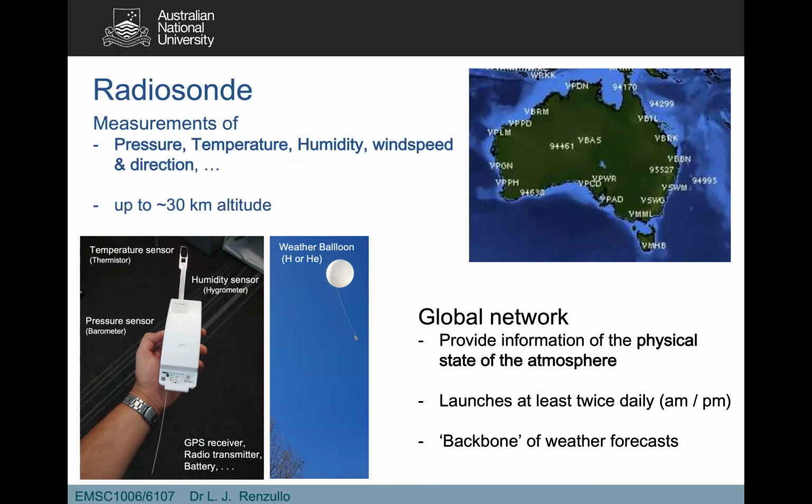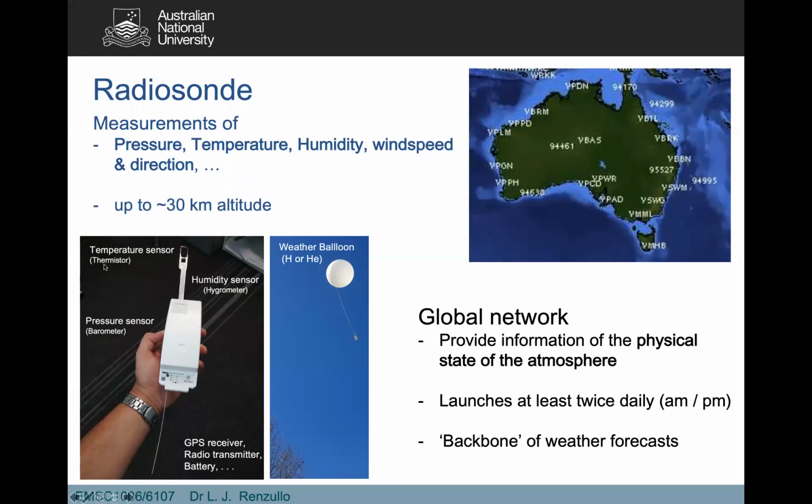So we're talking about radiosondes. These provide measurements of atmospheric pressure, temperature, humidity, wind speed and direction from the Earth's surface up to an altitude of about 30 kilometers. That's well and truly into the stratosphere. This one here that I'm holding weighs less than your mobile phone.